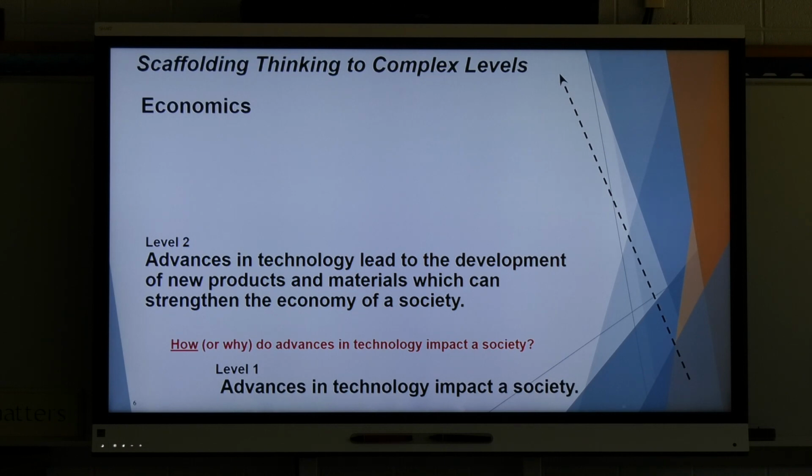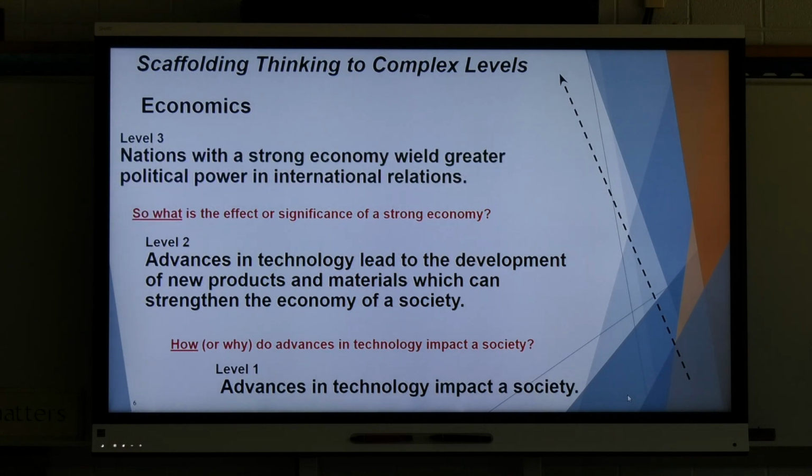Now again, you want to push a student a little bit more. So what? Why is that significant? Why is it important to have a strong economy? And here's one possible answer. And again, controversial. Maybe not everyone agrees. And you can kind of have some interesting debates.